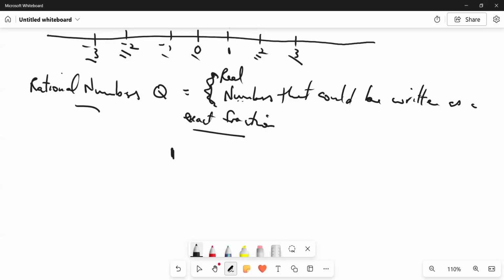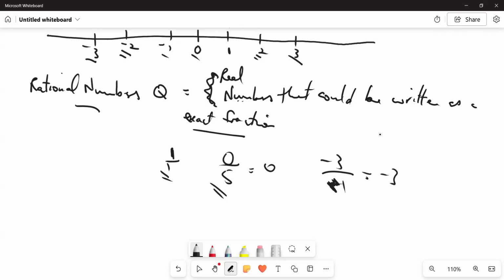Because like 1 could be written as a fraction, 1/1. 0 over 5 is still 0, but it's a fraction. Negative 3 over 2, oh sorry, what am I doing? Negative 3 over 1. That's negative 3. So the number can be written as a fraction.